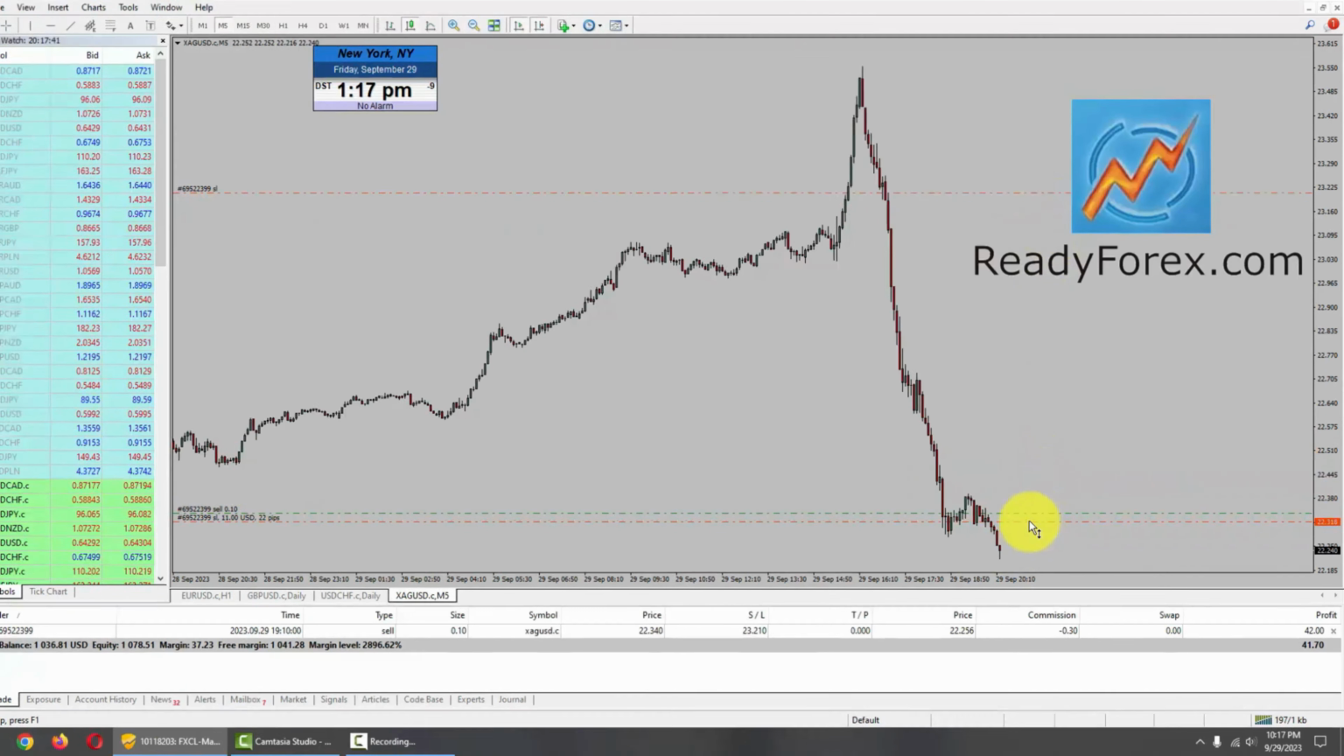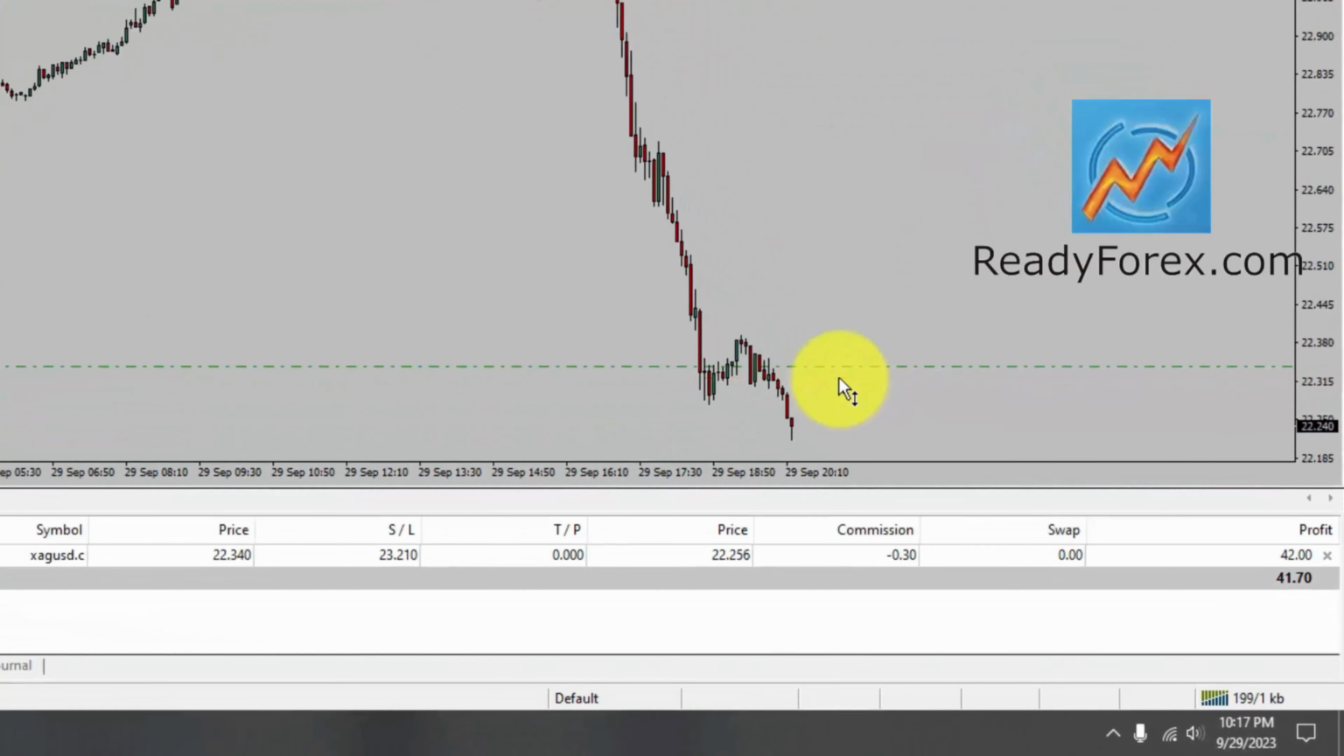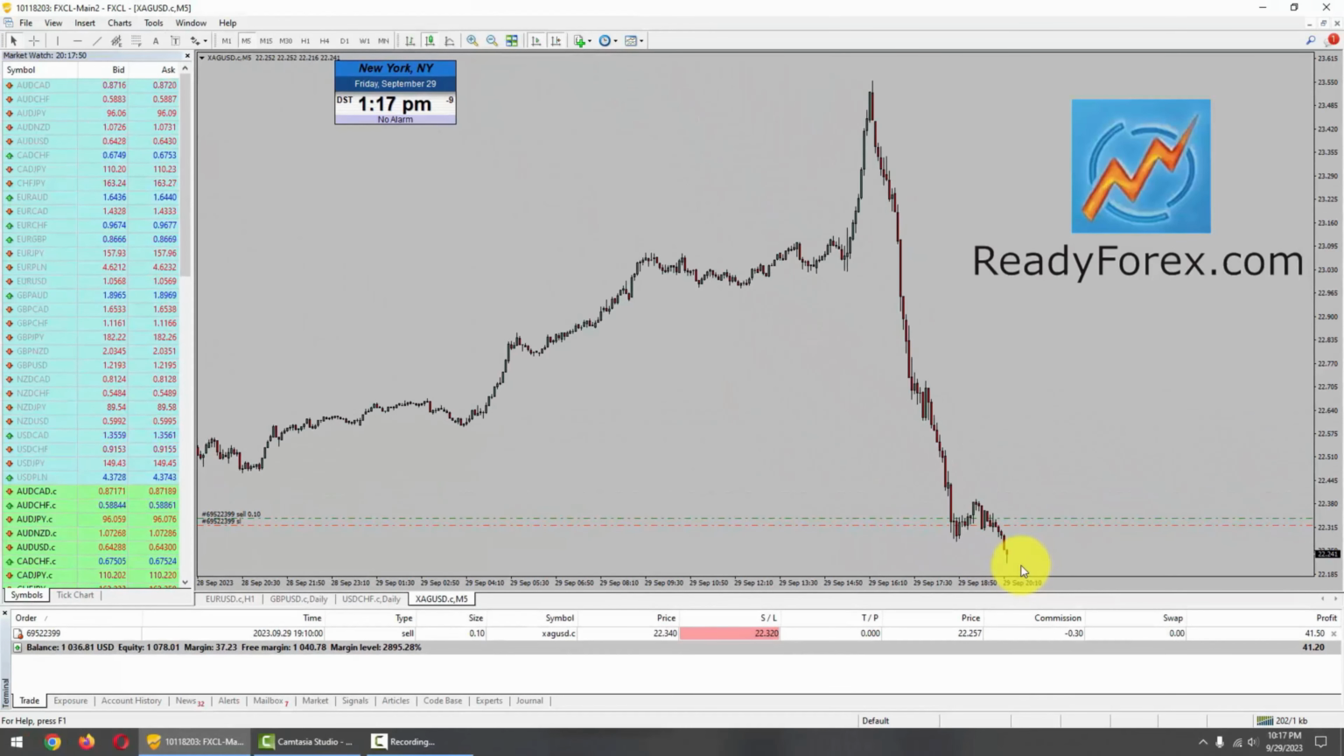I want to lock in some pips. This is called trade management. Once you are in profit, you do not want to give back the profit. You want to protect your trading capital from a potential loss. So now, to me, this is a free trade. I cannot lose this trade.